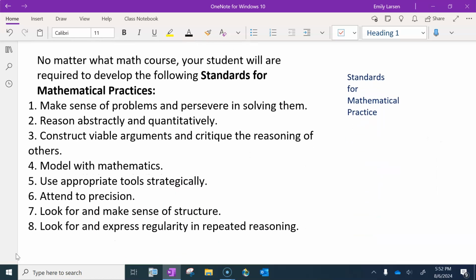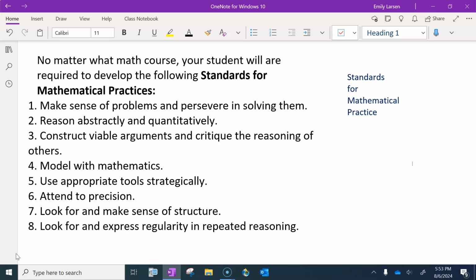No matter what math course a student is in, the student will be required to develop the following math standards. These math standards are more general. They're mathematical practices. So what are students being asked to do with the math that they're presented with, right? Number 1: make sense of problems and persevere in solving them. This is where students are staying engaged, building stamina for problem solving.